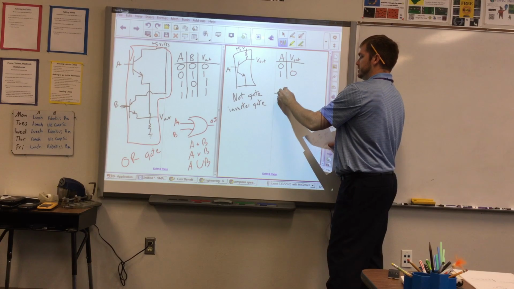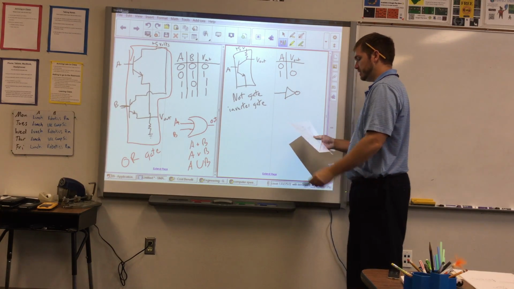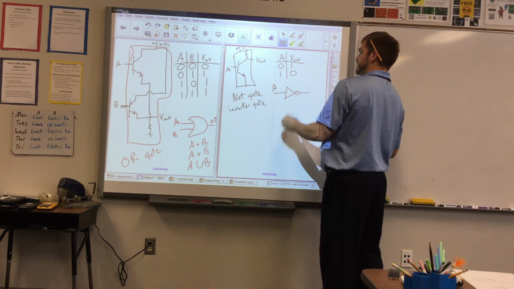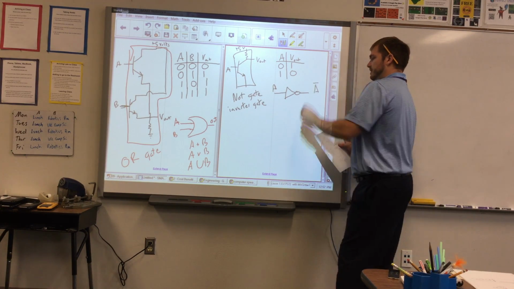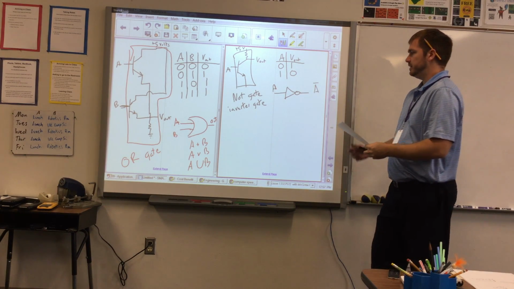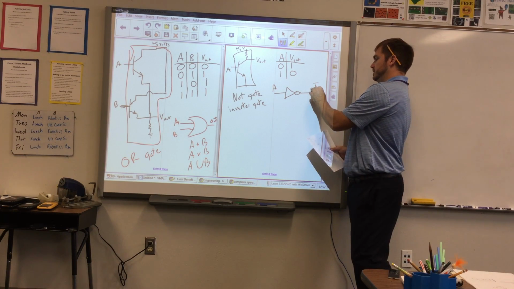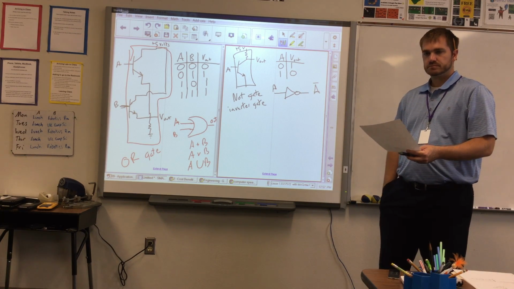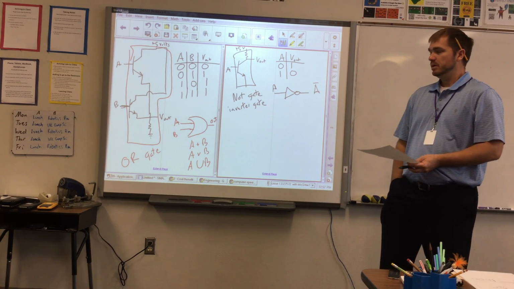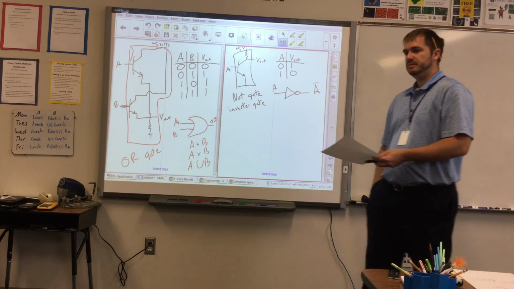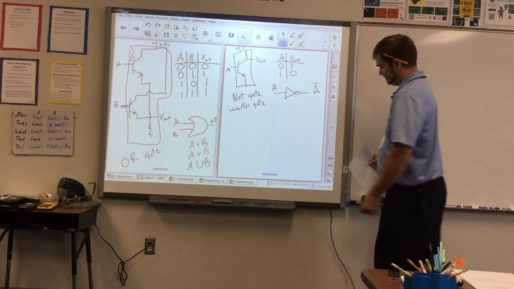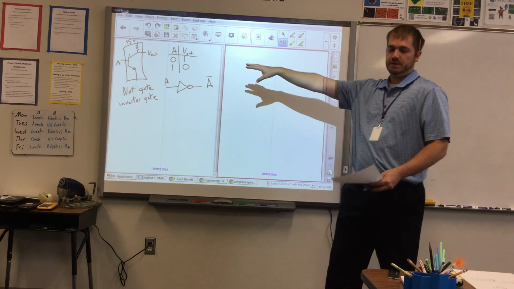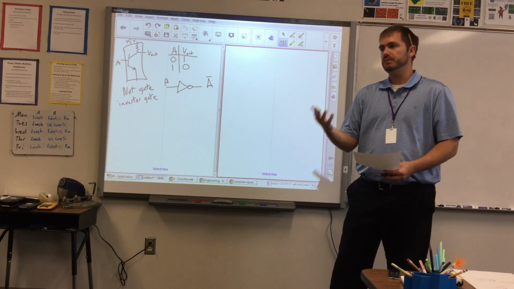And the symbol for that is a triangle with a dot on the end. So if this is A, we would write that as A with a bar over it, which is NOT A. Okay, so far so good. And there's more. I'm not going to draw the transistor diagrams for all these. I'm just going to draw for you the logic diagram and the truth table.